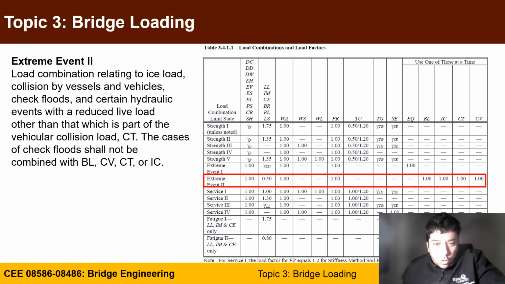Extreme 2 is for all other extreme event load combinations related to ice, collision, vehicles, flooding, hydraulic events, etc. And they don't happen concurrently.